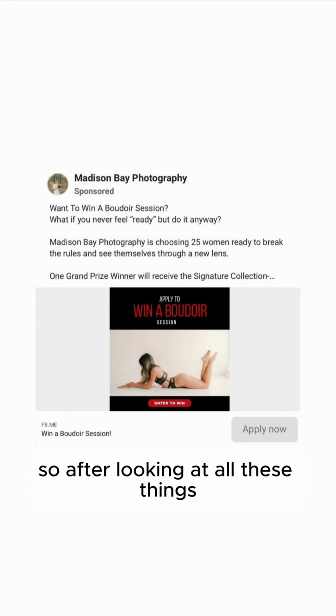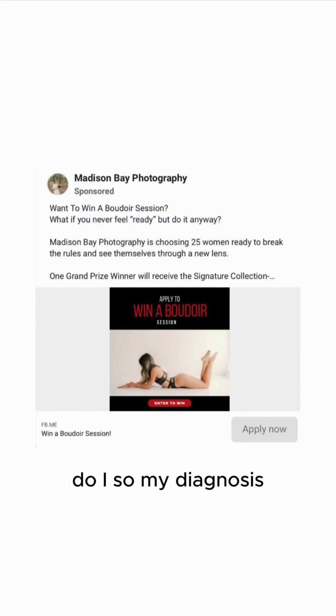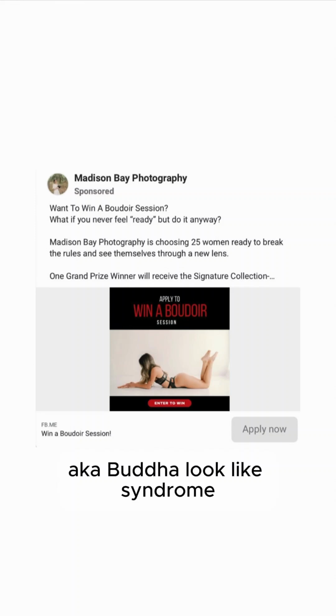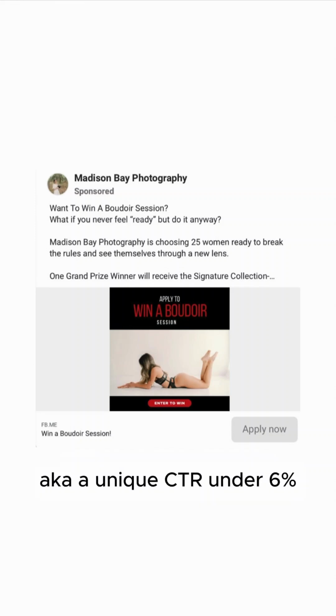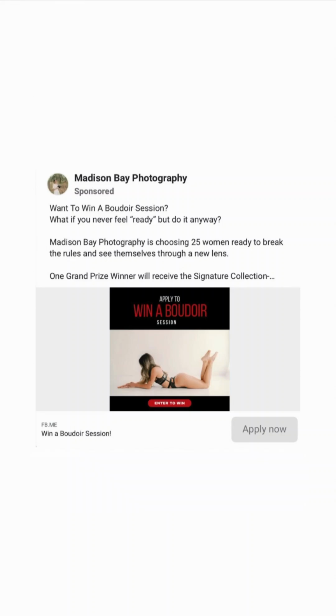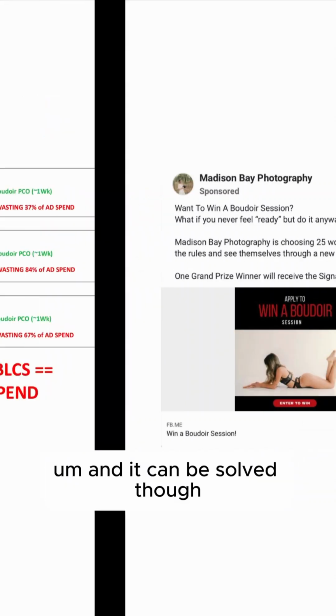So after looking at all these things, my diagnosis: I believe this Boudoir Facebook ad has BLCS, aka Boudoir low click syndrome, aka a unique CTR under 6%. Yes, I do. So I believe the unique CTR of this one is under 6%. And it can be solved though.